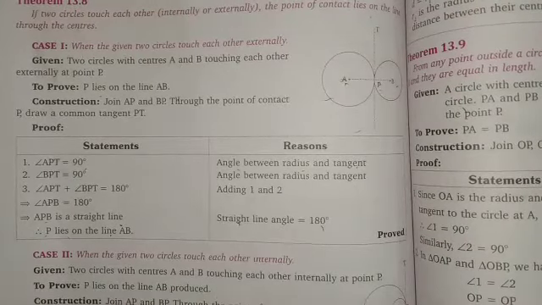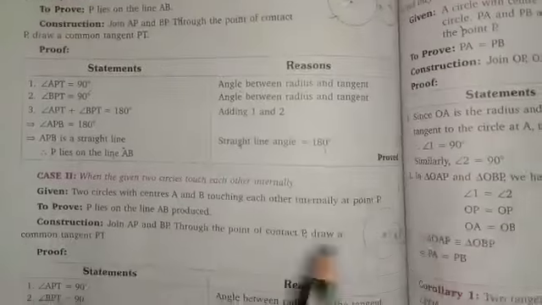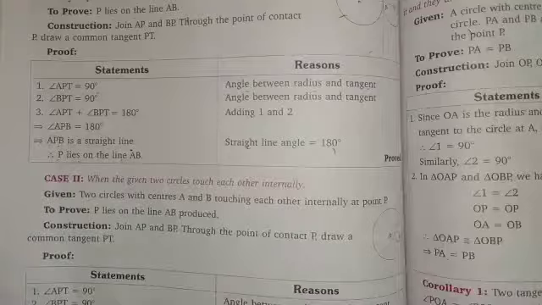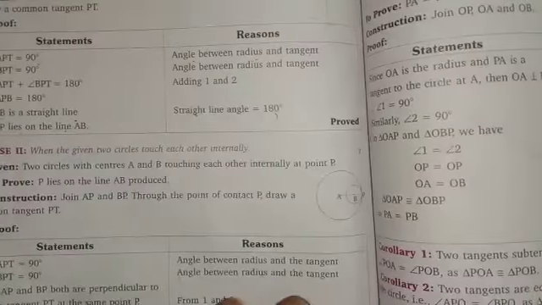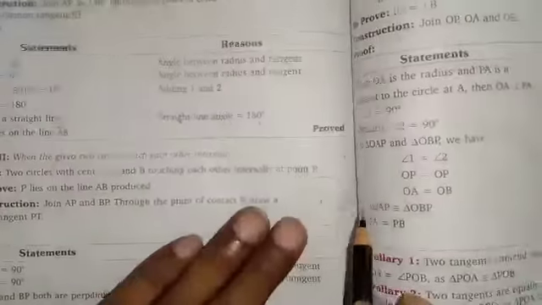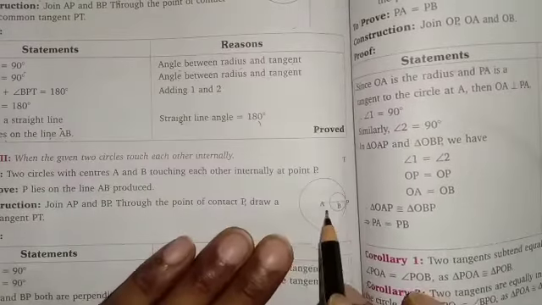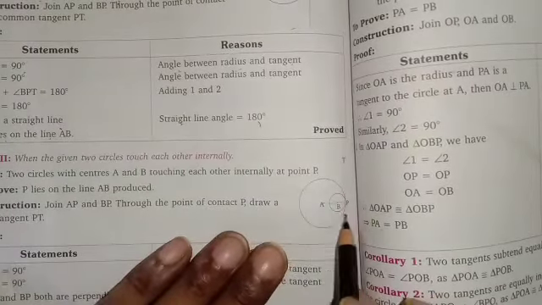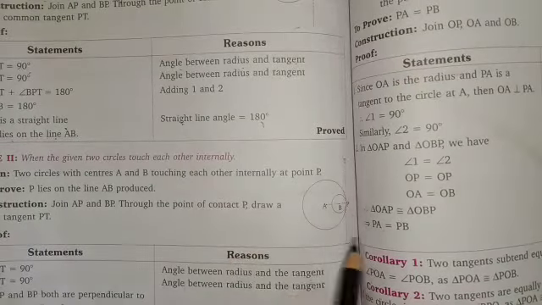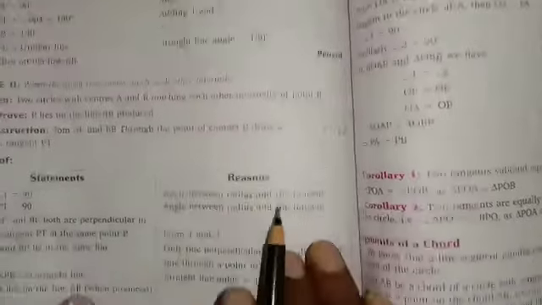This is the first part of the proof. Second part, when the given two circles touch each other internally. Internal means one circle will be inside the other. This is the figure given for internal. A is the center of the big circle, B is the center of the small. So you have to join it and show that AB is a straight line. Same process, construction: PT is the tangent, and the same concept applies.